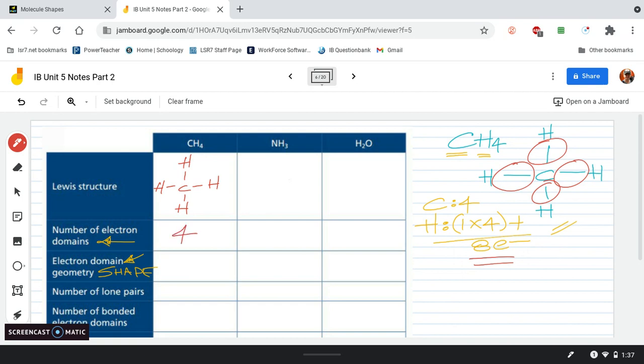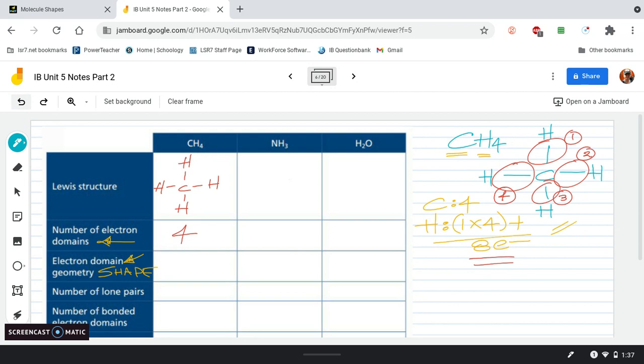And so these over here are all electron domains. So we got 1, 2, 3, and 4. Now, let's say, for example, that this was a double bond. It wouldn't matter. It's still 1 electron domain. So a double, a triple, or a single doesn't matter. So just count the things attached to the middle.